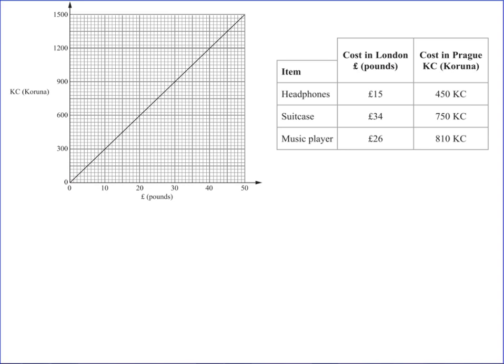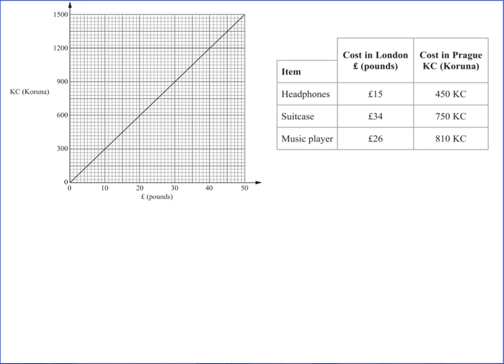Question 12, bit of a stinker. Barbara goes on holiday to Prague. The currency in Prague is the koruna, or korona. This graph can be used to convert between pounds and korona. The exchange rate is £1 to 30 korona. Barbara bought some things in London and she saw the same things in sale in Prague. The table shows the cost in pounds and the cost in korona. Barbara thinks the total cost of these was more in London than in Prague.